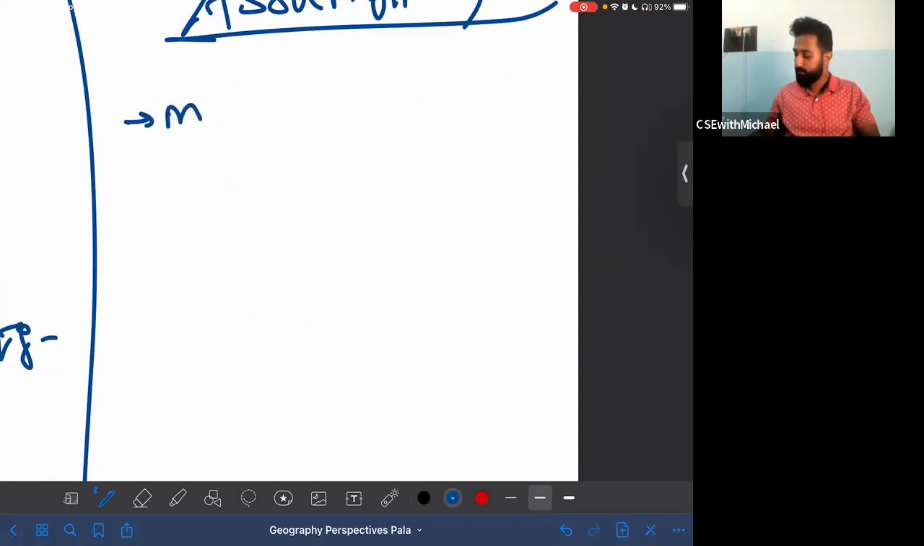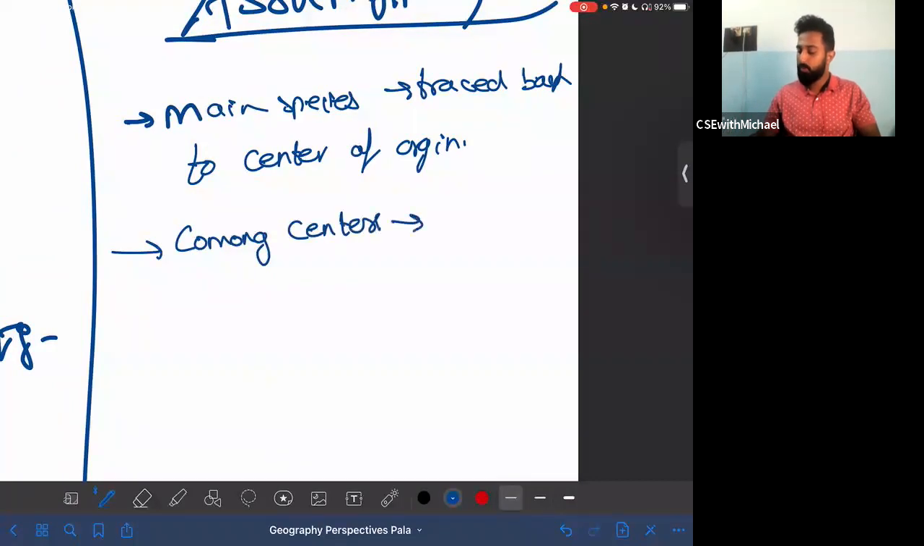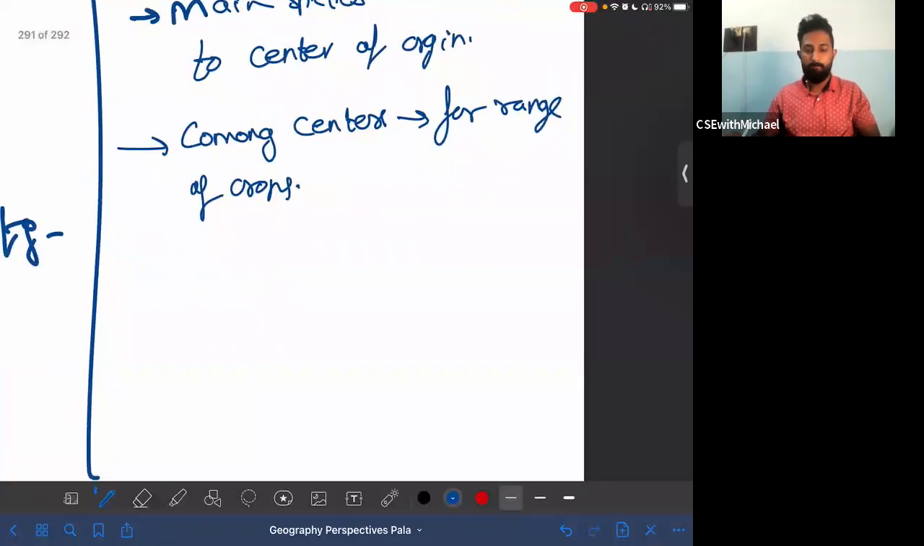Every main species can be traced back to a center of origin. Any particular center would be common for a range of crops. That gives the idea of a zone, because they are zones, not just a single plot.